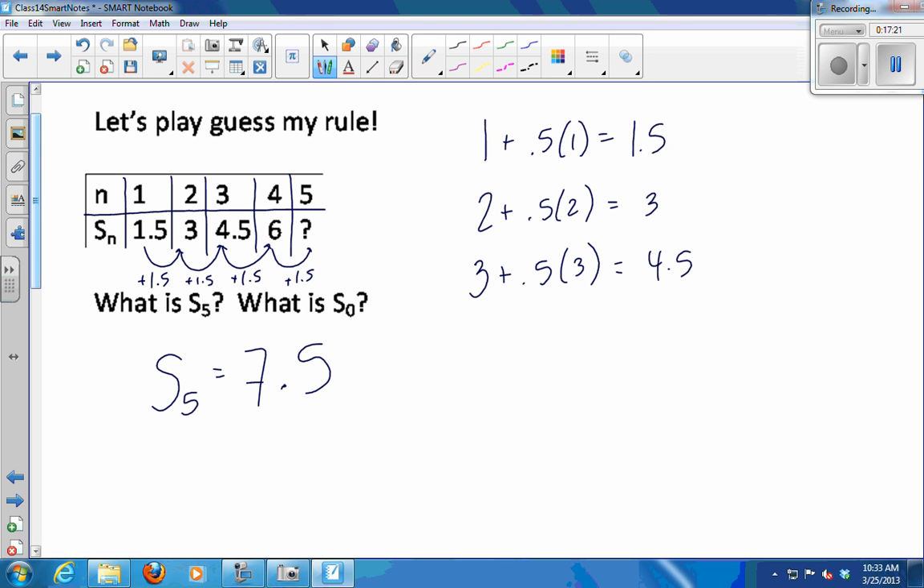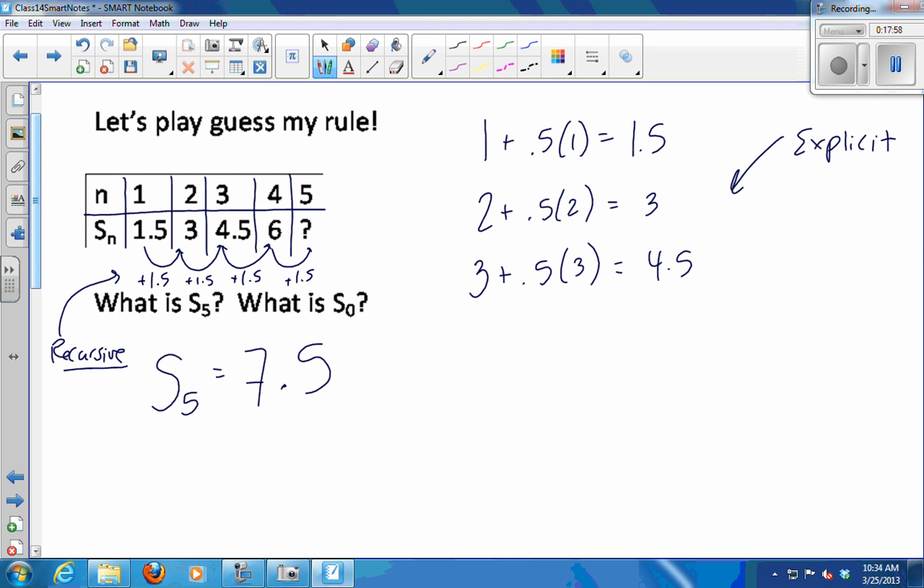So this one, where we do this plus 1.5, plus 1.5, plus 1.5, that's recursive, right? Because you need to know the previous term to get the next term. In this one, all you need is the n. So this one is explicit. This method is recursive. But we haven't actually written the rule down using notation yet. We're just identifying the patterns, the two ways of looking at it.